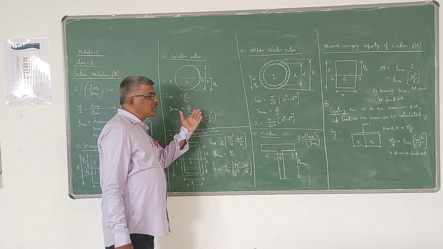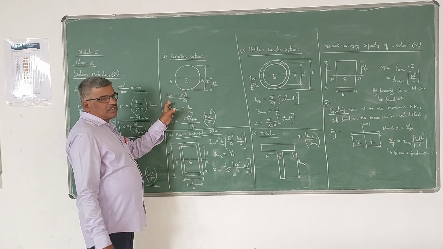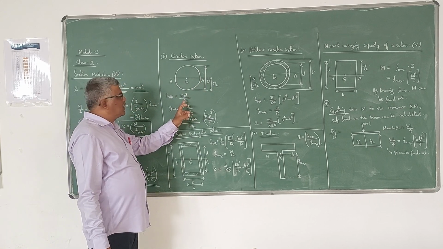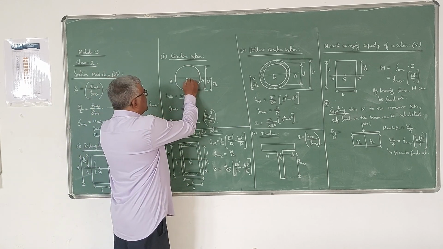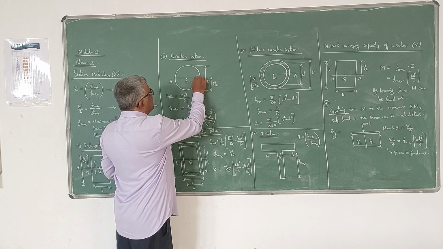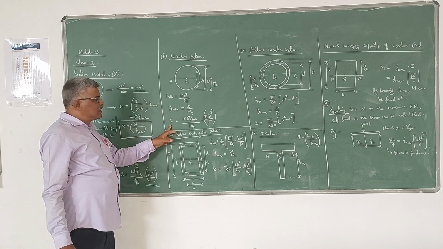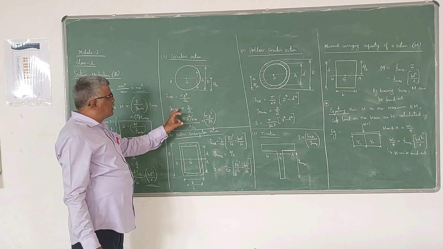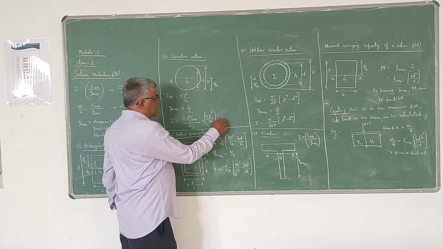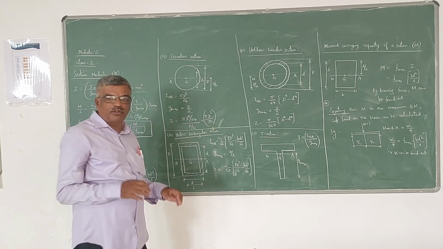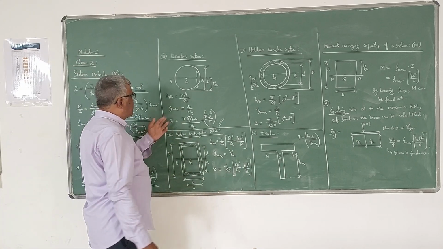Now coming to a circular section, I have taken the diameter as capital D. The moment of inertia is pi D power 4 by 64. This formula you should know. And Y max, the distance of the farthest fiber from the neutral axis, whether on this side or this side, is capital D by 2 only. Now if you substitute in the formula, Z is given by I by Y max, pi D power 4 by 64 divided by D by 2, which is nothing but pi D cube by 32.